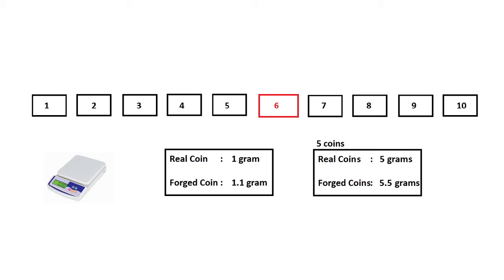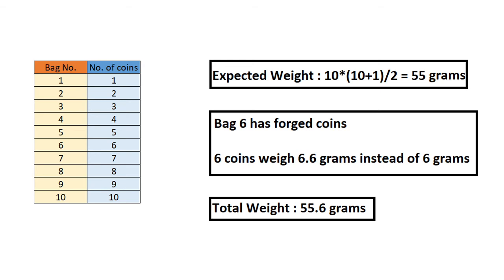Is there a way that I can differentiate between the coins? Since all the coins are similar except the weight between the real and forged coin, how can I differentiate between the similar coins? One of the ways is taking a different number of coins from different bags. For example, if I take one coin from bag number 1, its weight will be 1 gram. If I take 2 coins from bag number 2, the weight will be 2 grams and so on. So if I am taking a different number of coins from different bags, the weights will be different.